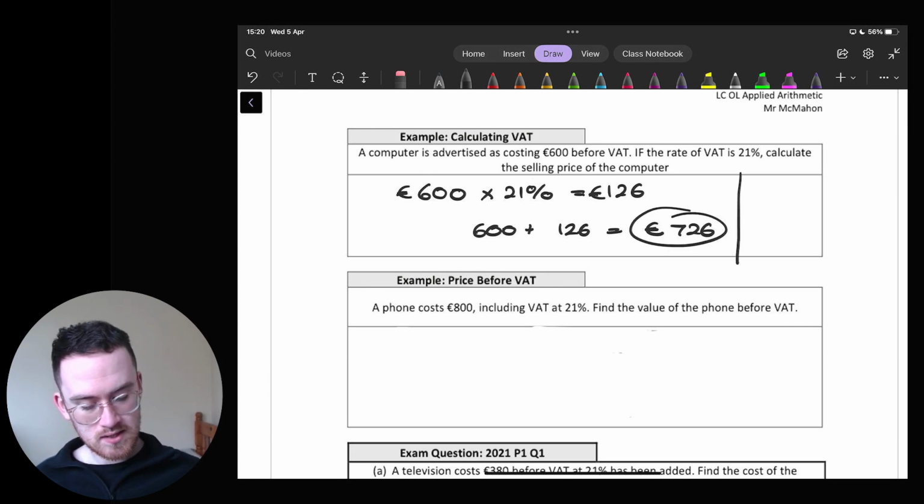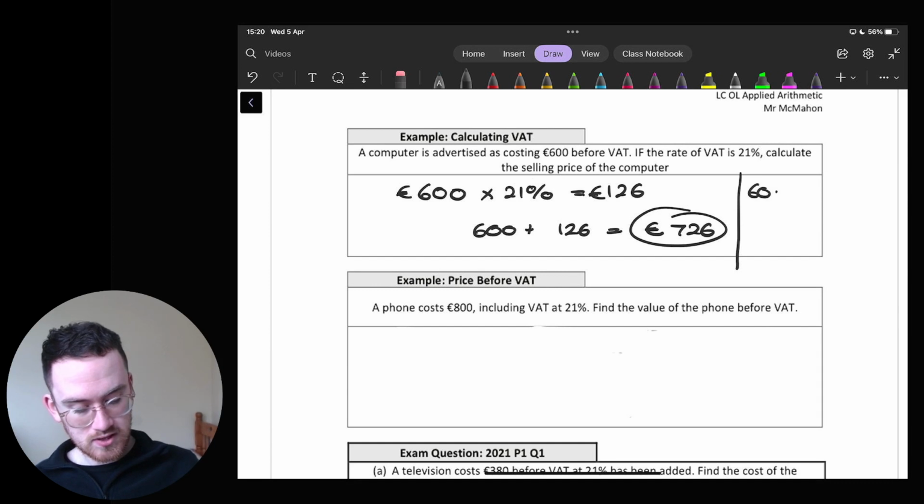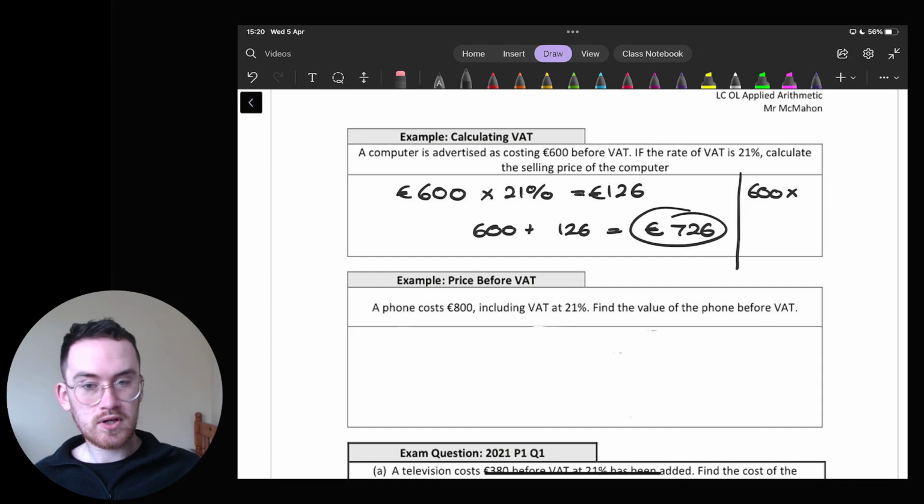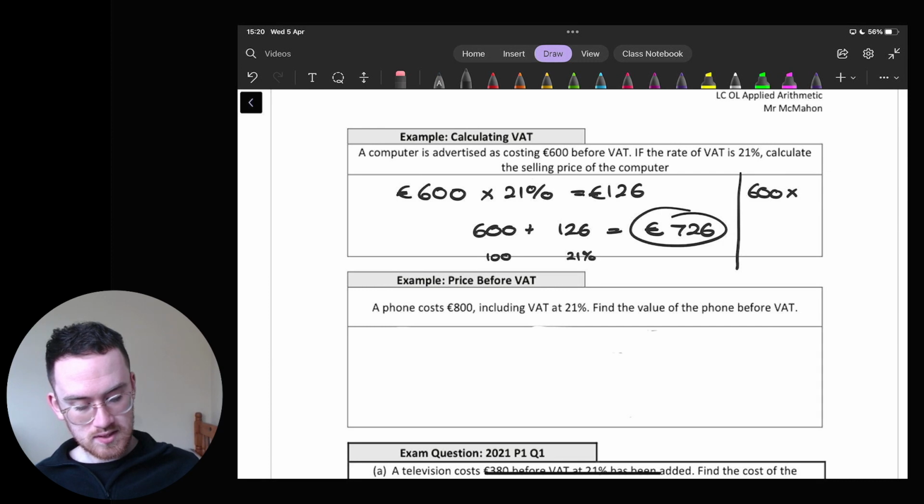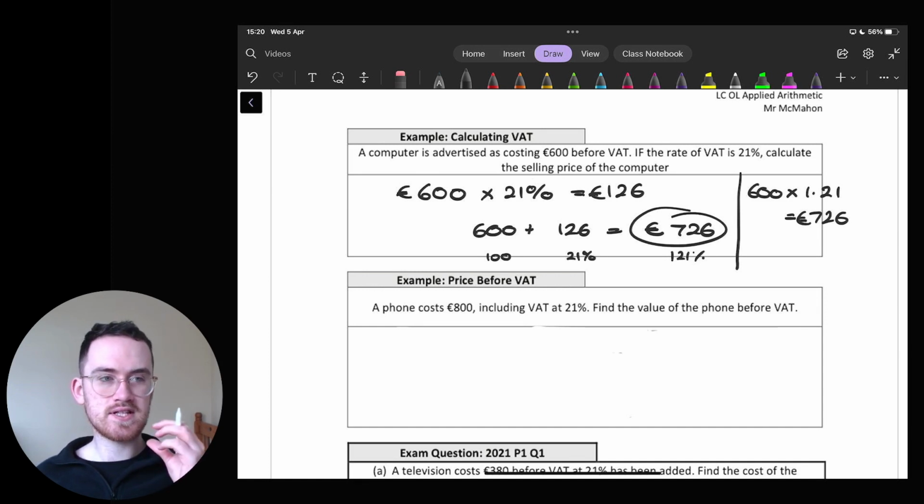Another quick way, if you're confident with your fractions and decimals: 121% would be what I'm looking for. This was 100%, this was 21%, so this is actually 121%. If I wanted to jump straight to that, I could multiply by 1.21, and that will give me my answer of 726. That means I didn't find specifically what the VAT is, I just found the selling price. So it's a quick way to jump straight to the end.